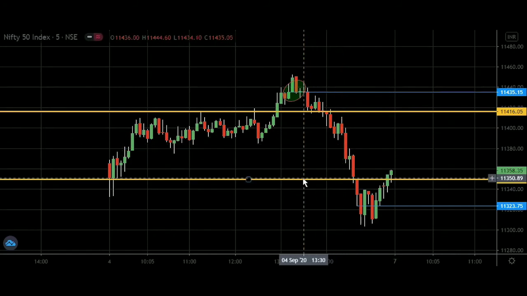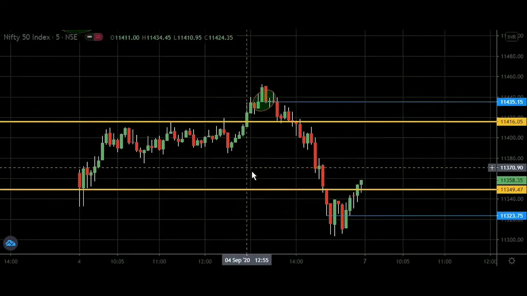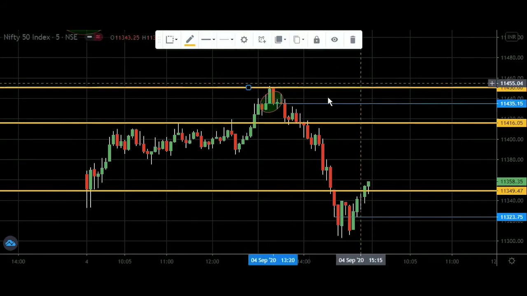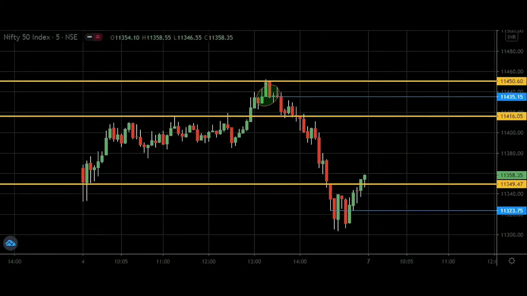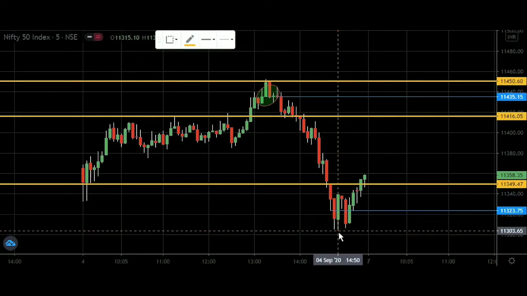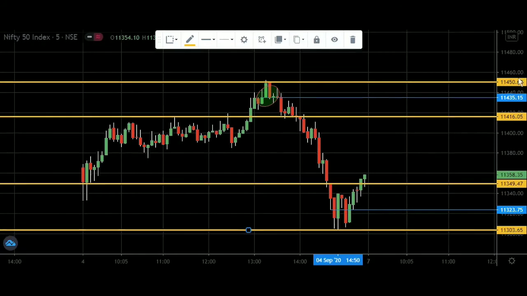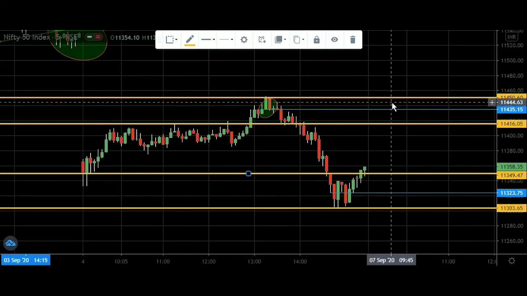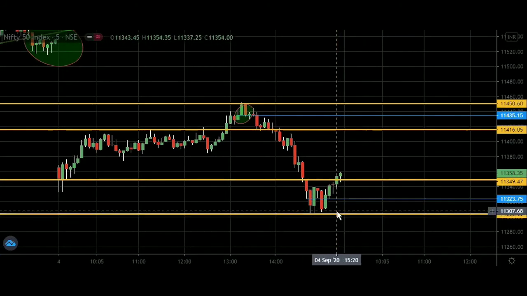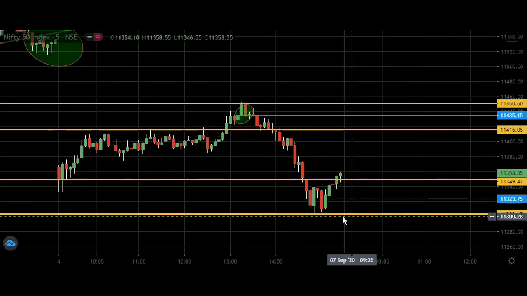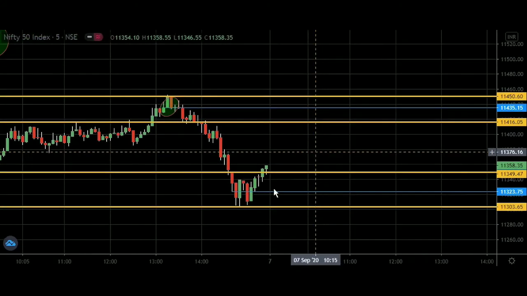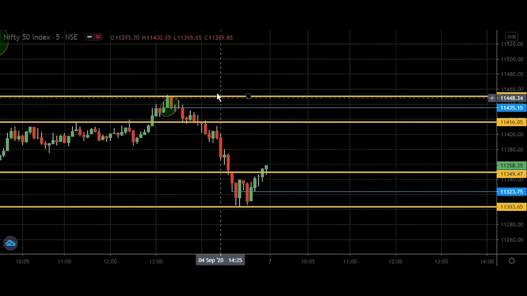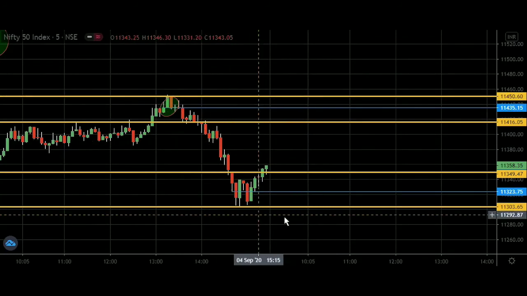Going forward, you need to look at two levels. This is the first level, 11,450, and on the downside, my friend, the level is 11,300. Until and unless 11,450 on the upside or 11,300 on the downside is breached, we will see Nifty consolidating in this range, because this is a very strong supply zone and this is a very strong demand zone. So these two sides need to be broken.